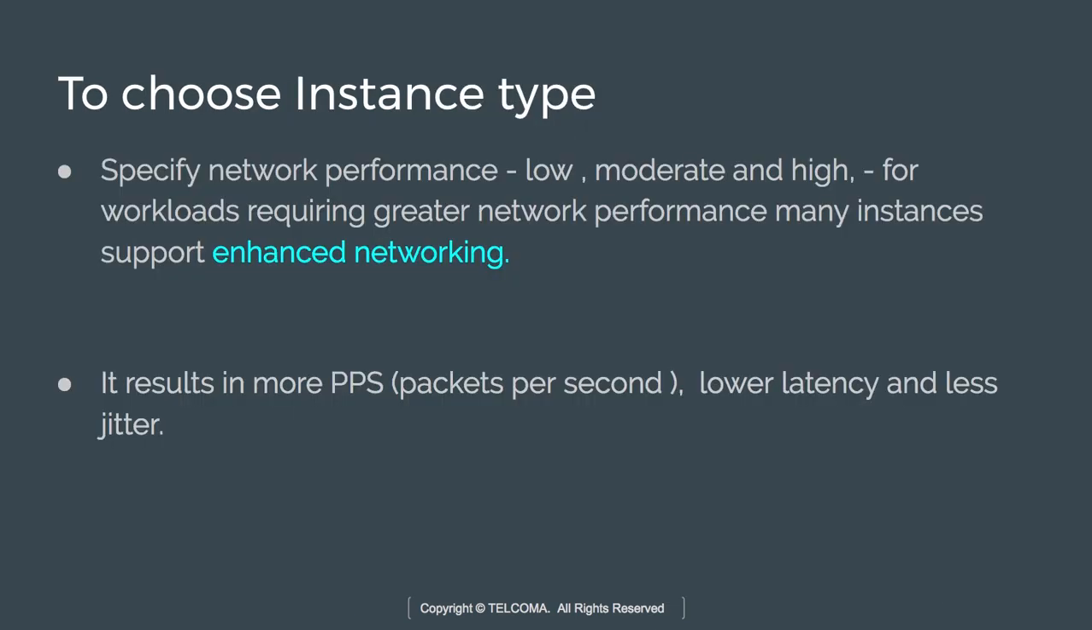Whenever we need to choose an instance, we need to specify network performance, either low, moderate or high. For workloads that require greater network performance, we need instances that support enhanced networking. Enhanced networking reduces the amount of virtualization overhead because it enables a capability known as SR-IOV, single root I/O virtualization. It results in more packets per second, lower latency, and less jitter.